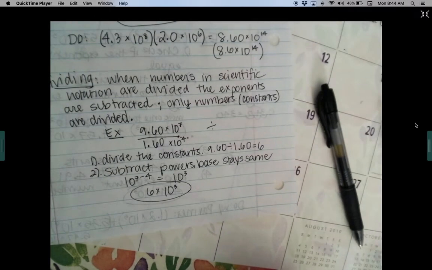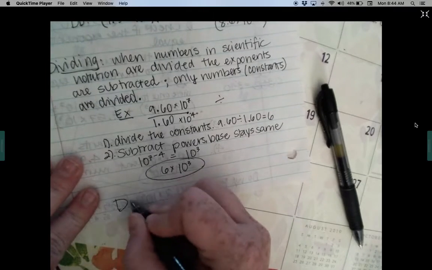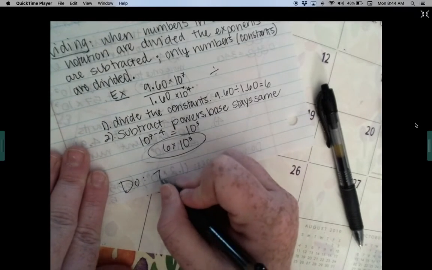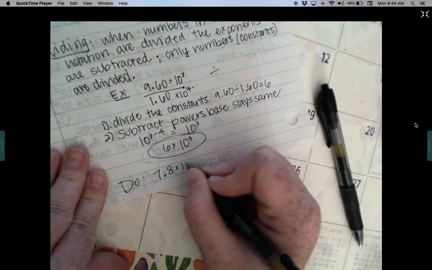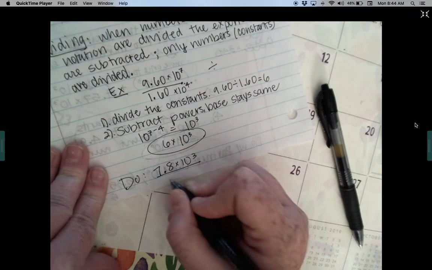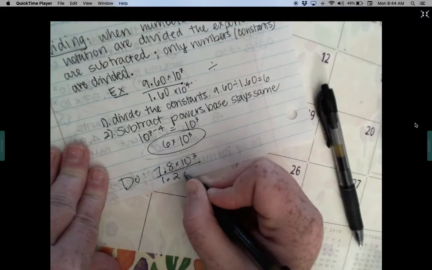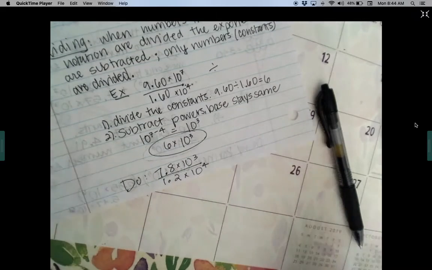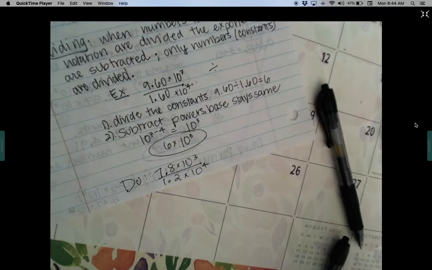Okay, with a partner, I want you to do 7.8 times 10 to the 3rd divided by 1.2 times 10 to the 4th. I'm going to freeze that. While you're doing that, I'm going to pass out today's assignment just so you can have it.